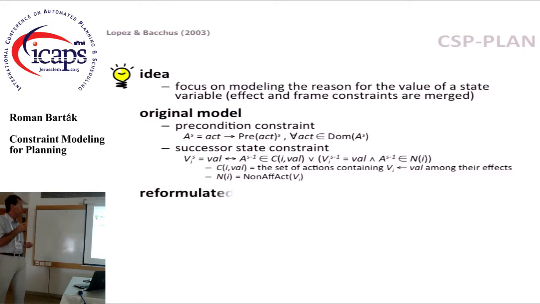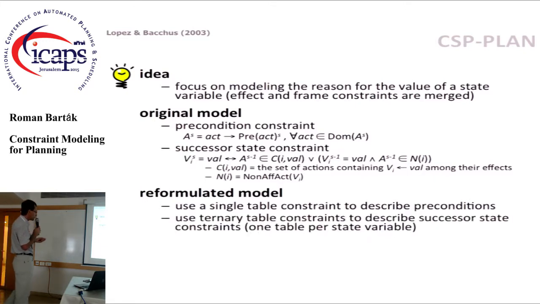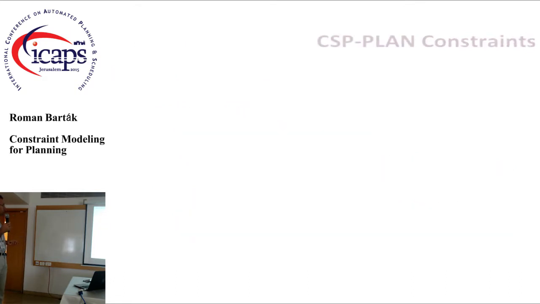And again, we propose to reformulate it by using table constraint. So we use a single table constraint to describe the precondition, which is very similar to straightforward model. We just have a small number of columns because it's just one layer included there. And also, we use a table constraint to describe successor state constraint, and this is actually ternary constraint. We have a state variable before, action, and state variable after, right? So we just need 3 columns in that table, and we can describe this equivalence constraint using a table. I think I will show you an example because this is an important model, how the tables are really looking.